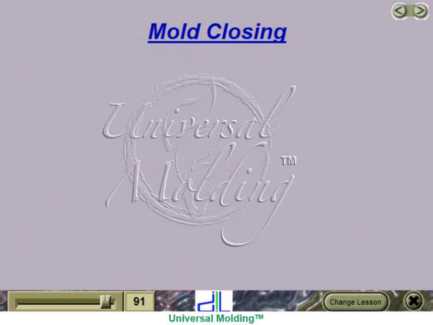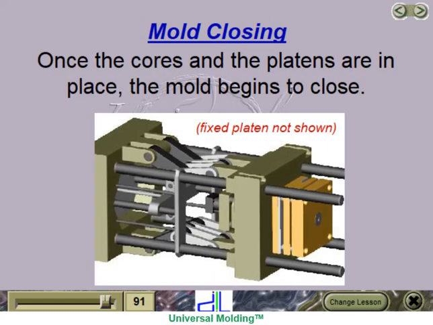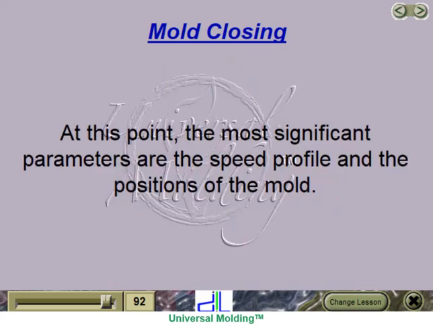Mold closing. Once the cores and the platens are in place, the mold begins to close. At this point, the most significant parameters are the speed profile and the positions of the mold.